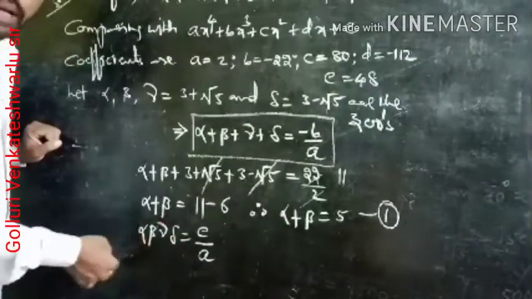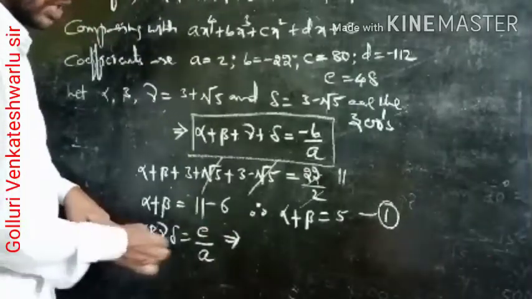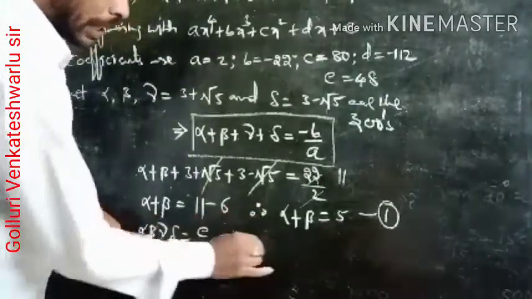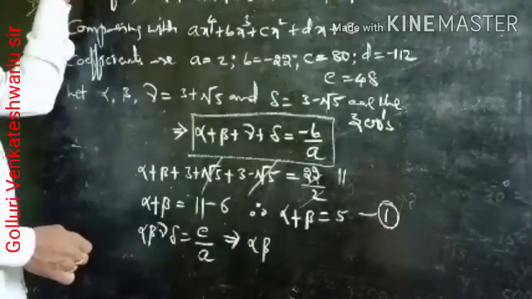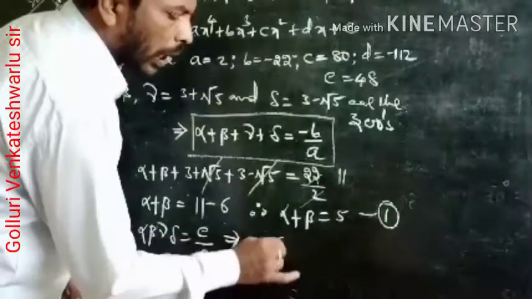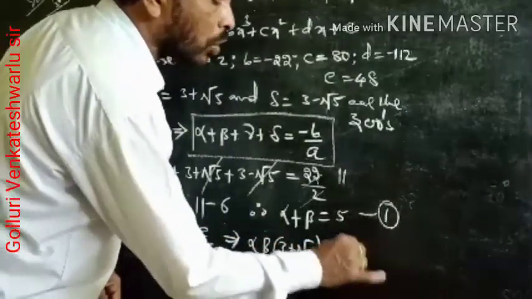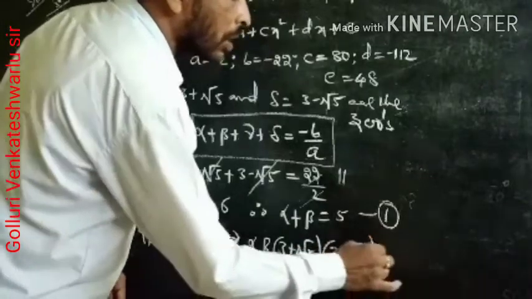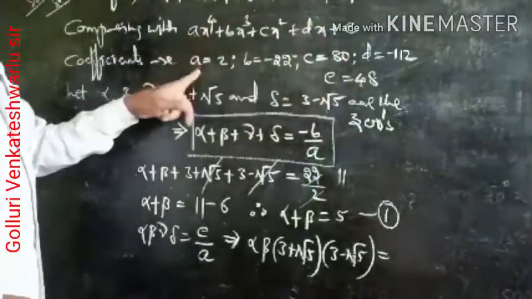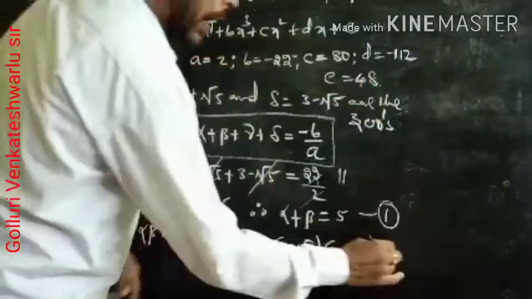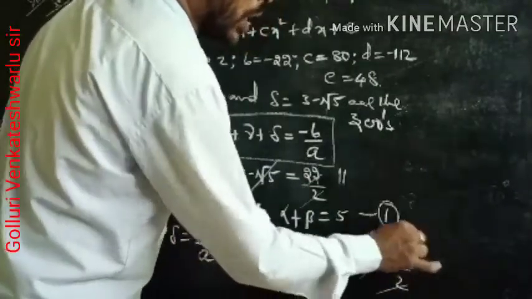So the product of zeros will be equal to e by a. Substituting the values, alpha value we don't know, beta is taken the same way. Gamma value is taken as 3 plus root 5, and delta value as 3 minus root 5, equal to e by a, 48 divided by 2, which is 24.